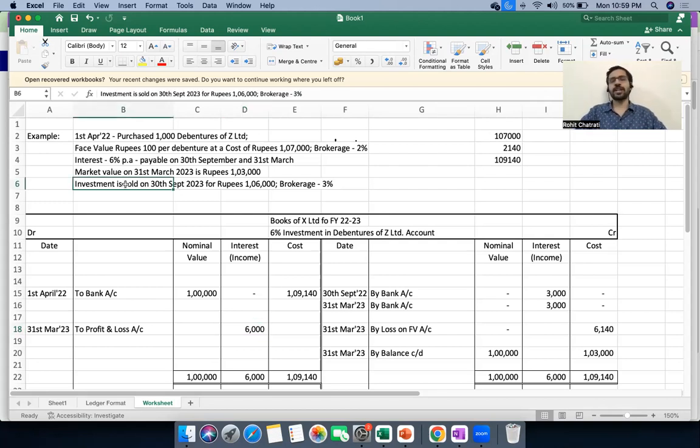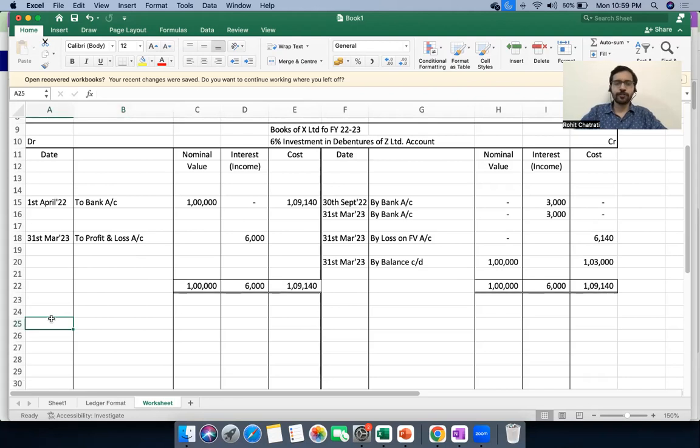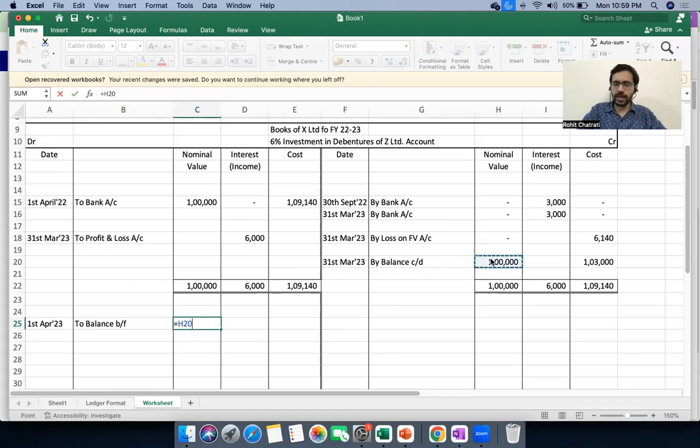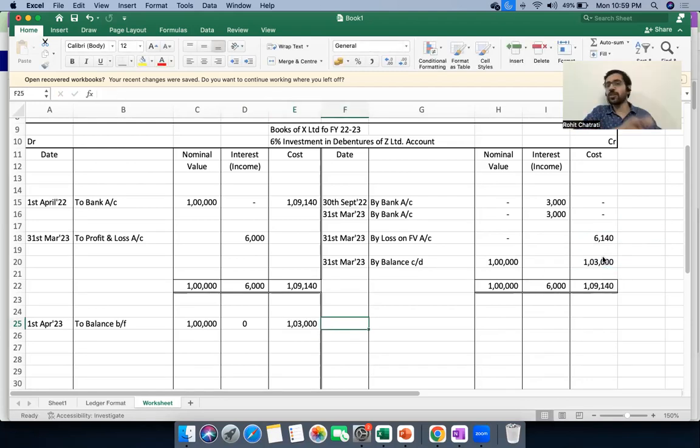Now moving on to the next financial year. Firstly, on 1st April 2023, you are going to have the balance brought forward, which is equal to 1,00,000, and then nothing in interest, and then you're going to have 1,03,000. You're bringing both the nominal value and the carrying value. Although the name of this column is cost, what is coming over here is nothing but book value or carrying value. You're bringing forward both the nominal value as well as the carrying value from the previous period to the current period.